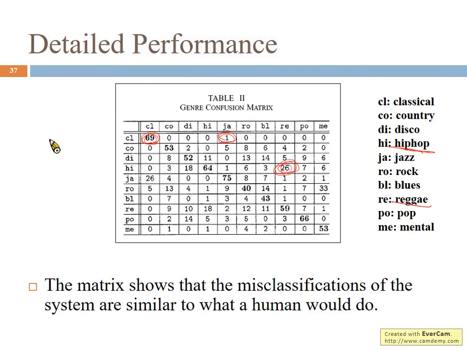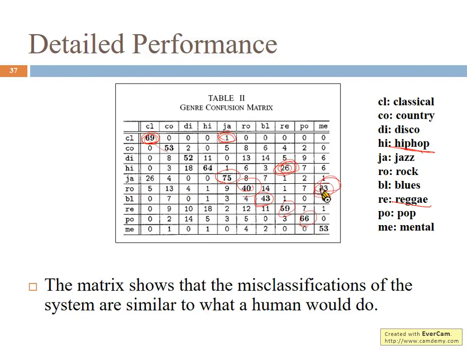By seeing the diagonal values, we can see that for classical music, jazz music, reggae music, and pop music, we have higher accuracy. But for rock and blues, we have less accuracy. And some music genres are more confused with each other, like rock and metal.